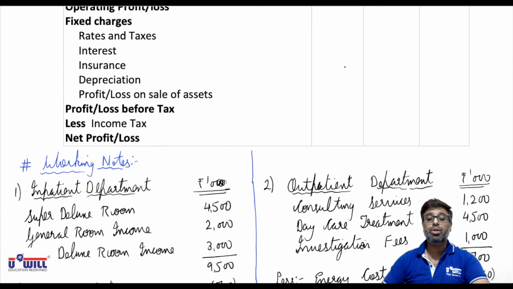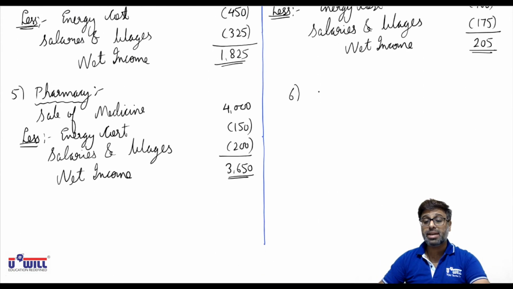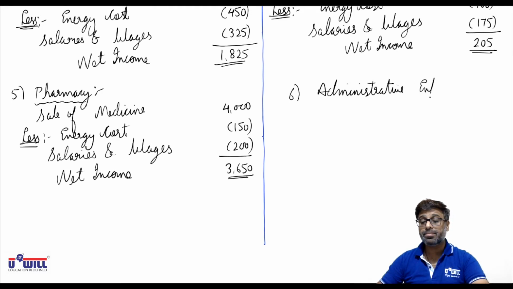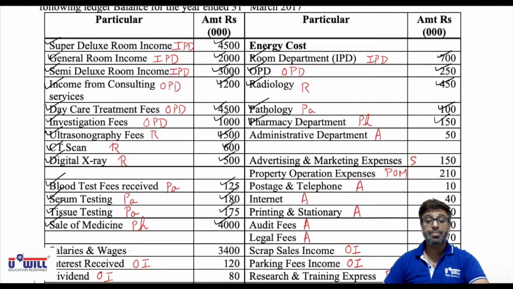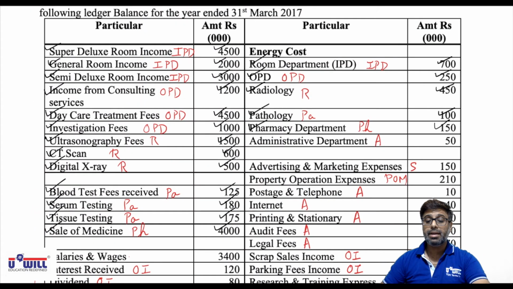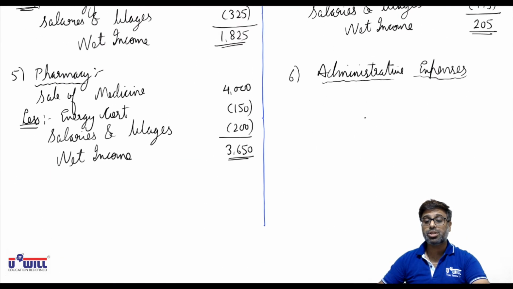Lastly, we'll have the note of administrative expenses because they are more than one in number. So administrative expenses, first A marked items. So in that energy cost we have 50.